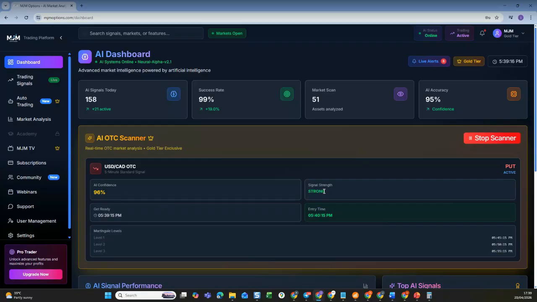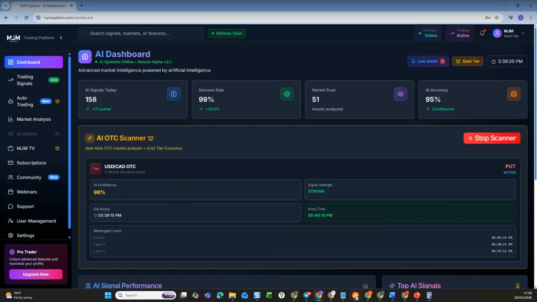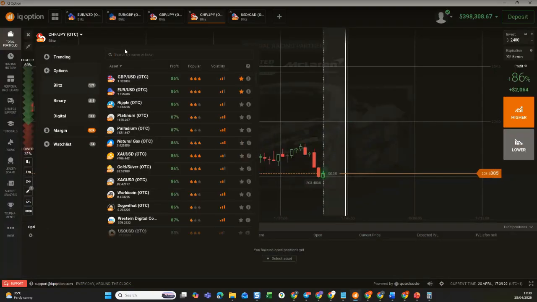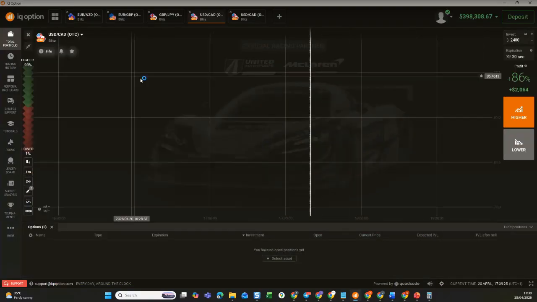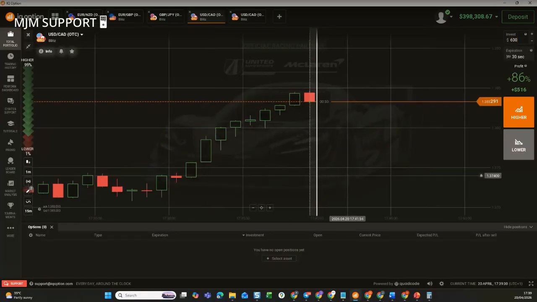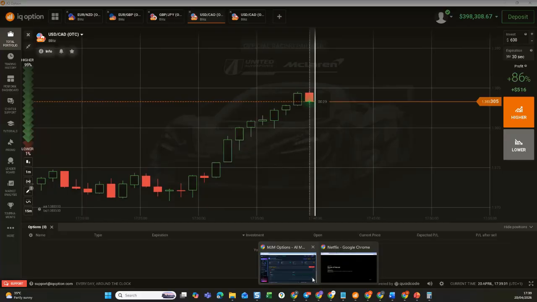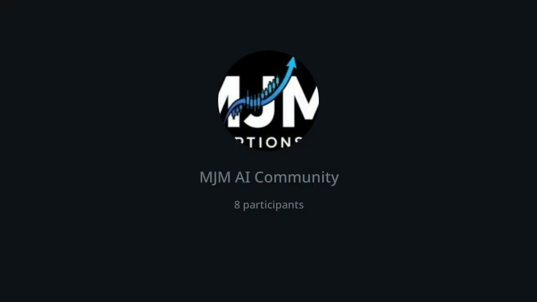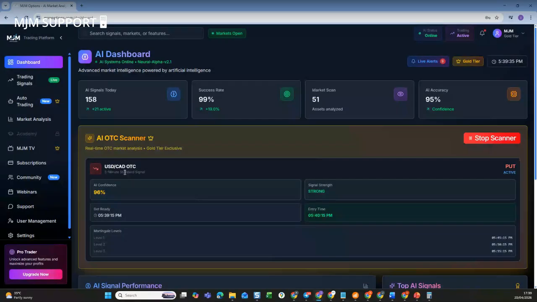So what is the pair? The pair is USD CAD. So we come here and we search USD CAD. Make sure it is USD CAD 600. Now the next thing we are doing is we are checking how many minutes we are trading for. We're trading for 5 minutes.